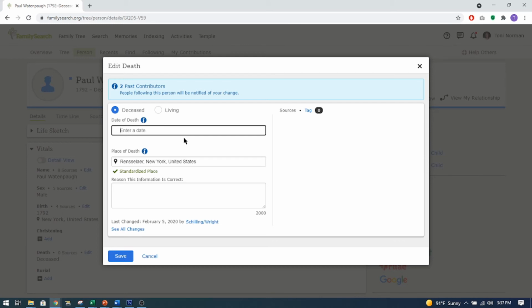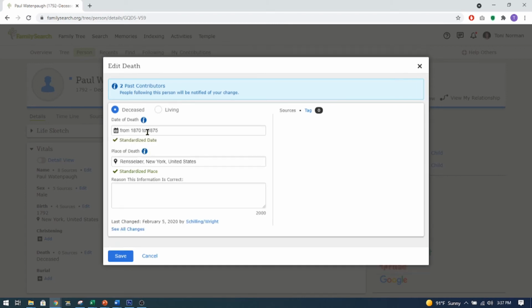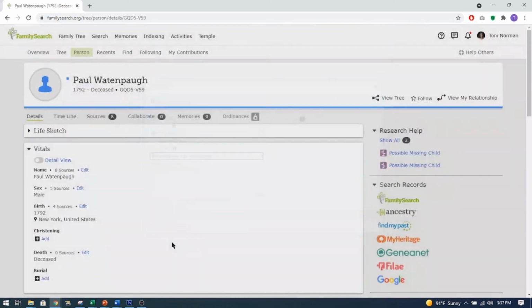And so we're going to say between 1870 and 1875. It's probably actually 1871 to 1874, but he could have died later in 1870, and he could have died earlier in 1875. So I'm going to go ahead and leave that, and it says from, that's how to standardize that one, and save this.